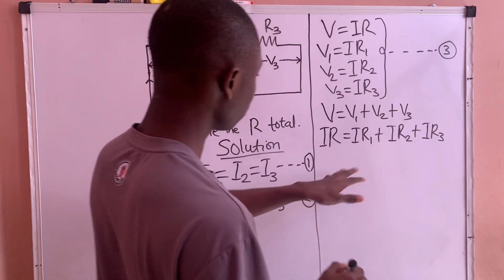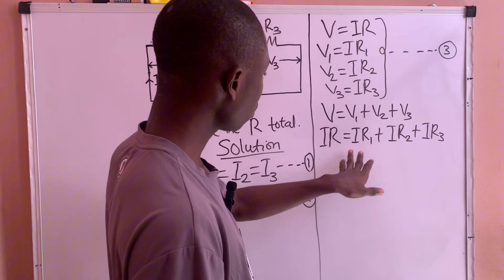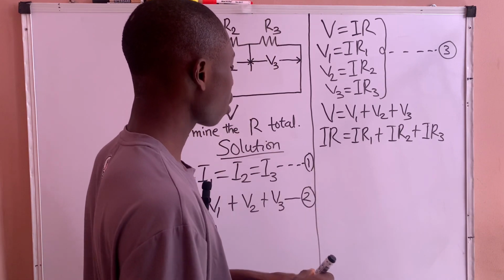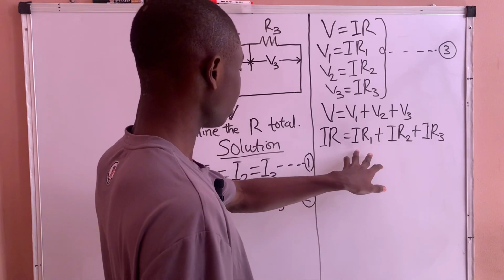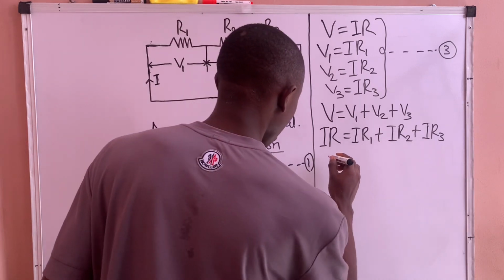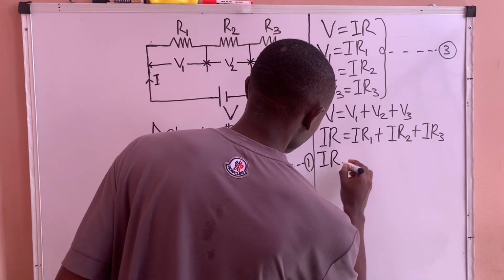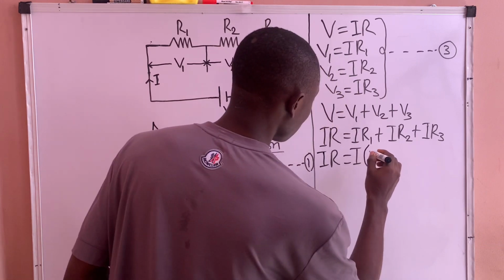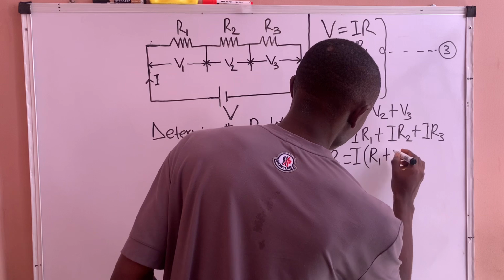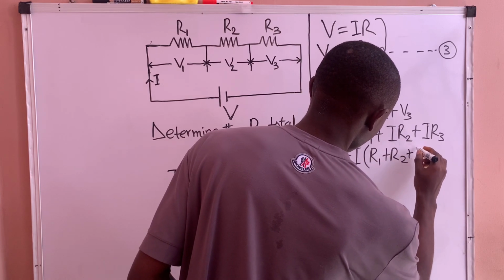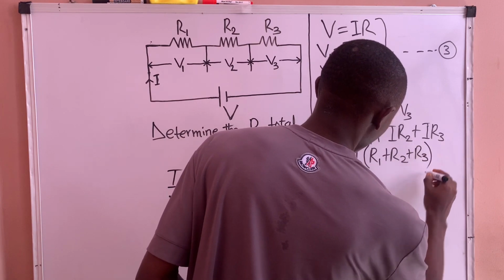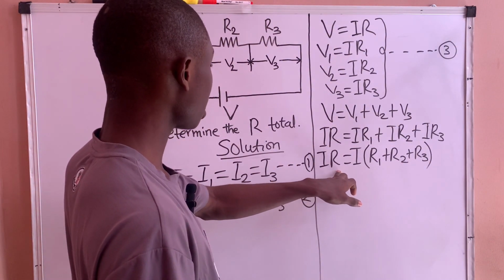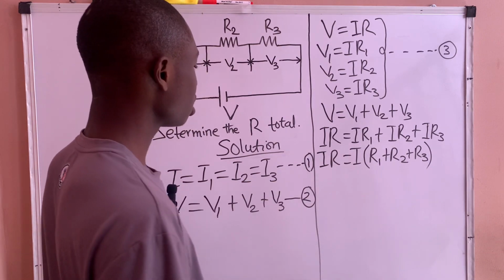From this expression, we know that something is common here, which is I. So since I is common, we are going to factorize I from this expression. We have that I R is equal to I into the bracket R1 plus R2 plus R3. What we are looking for is R, the equivalent resistance, which is the R total, the total resistance of a series network.